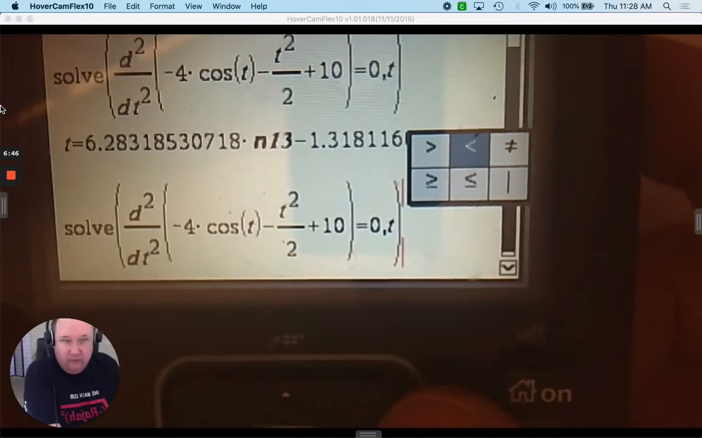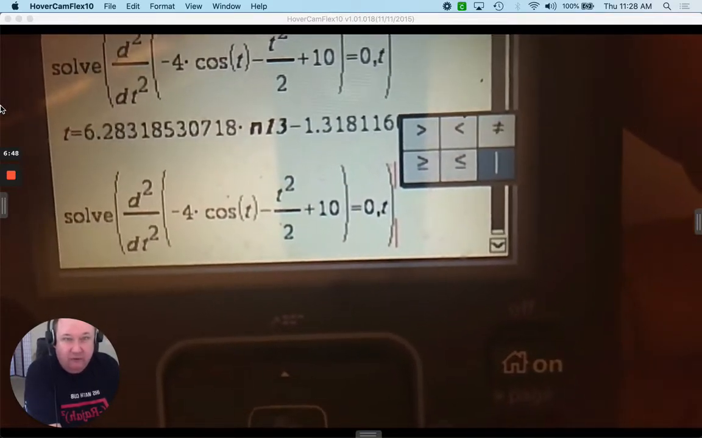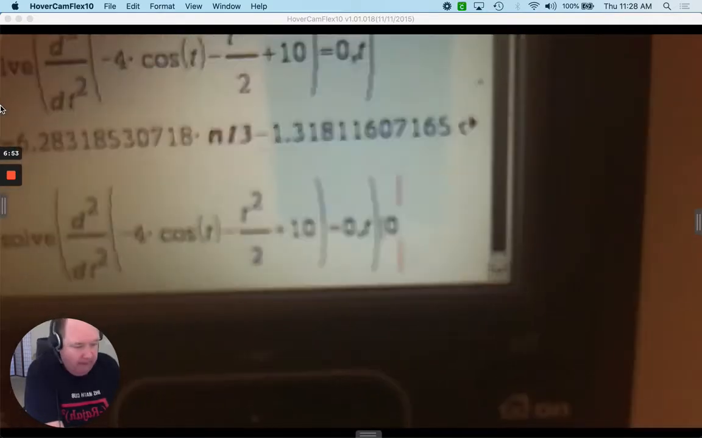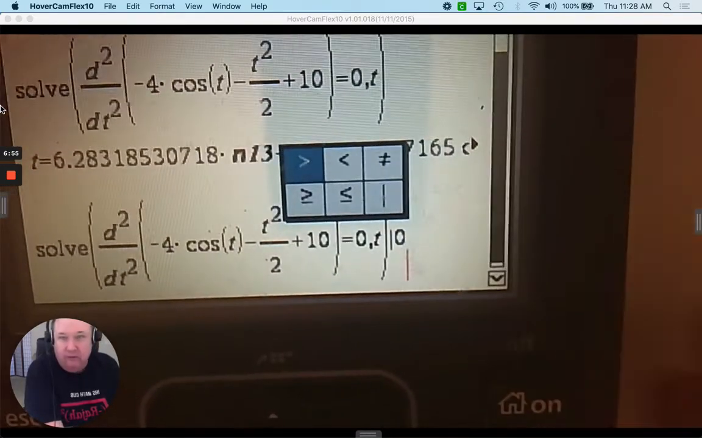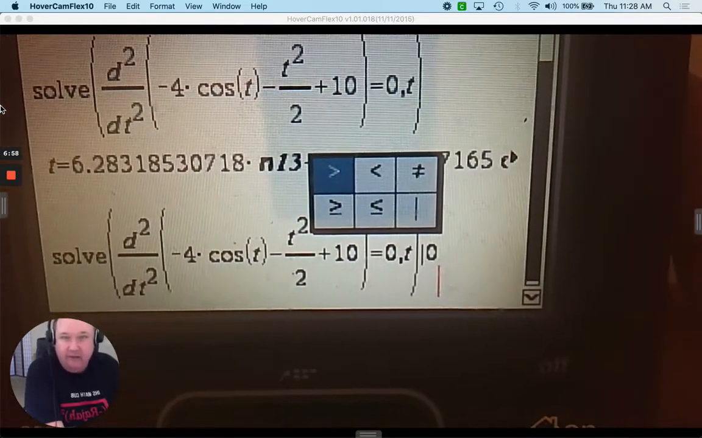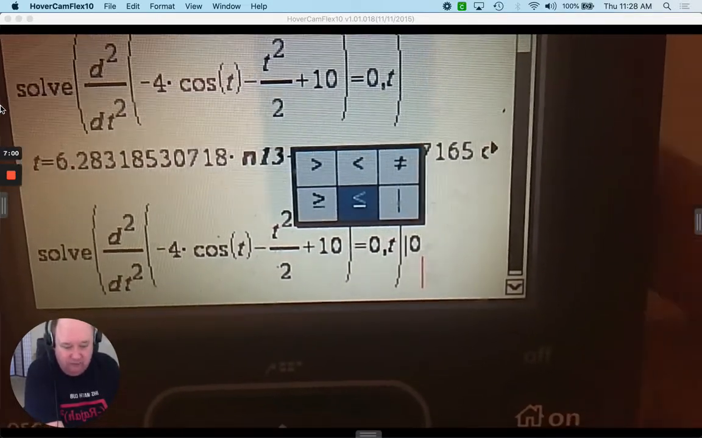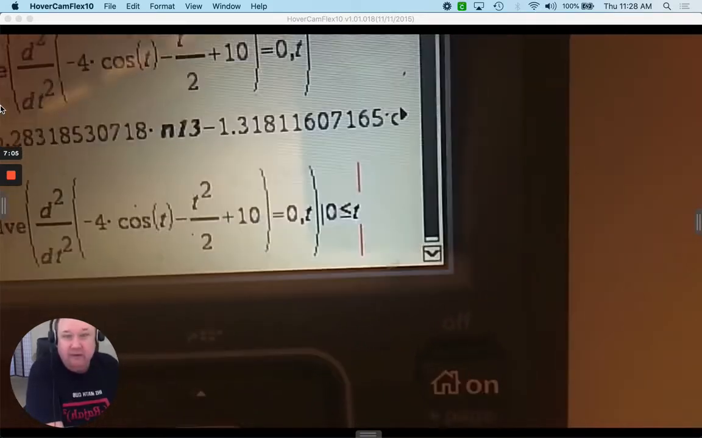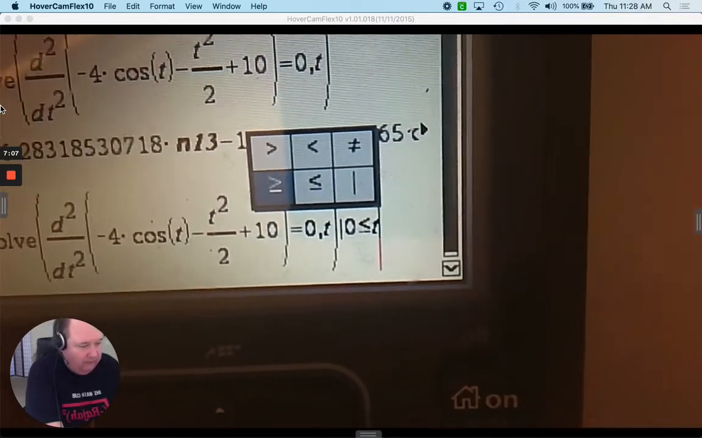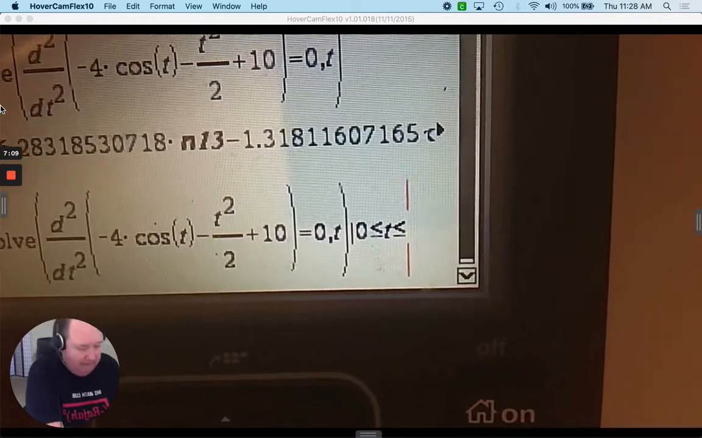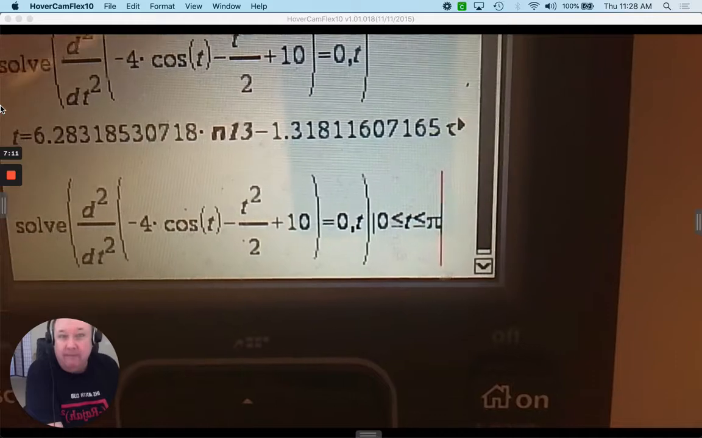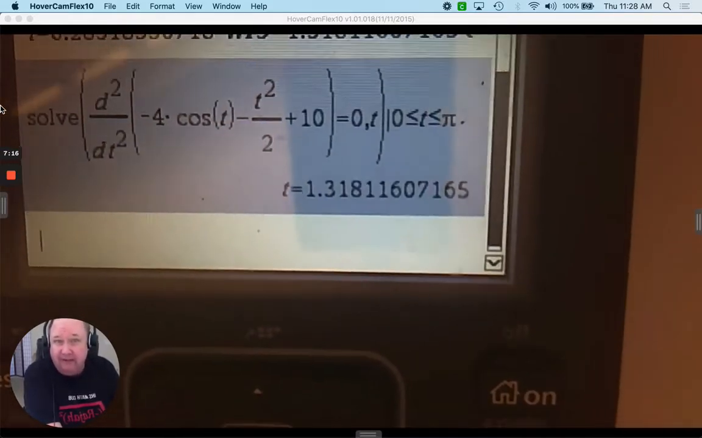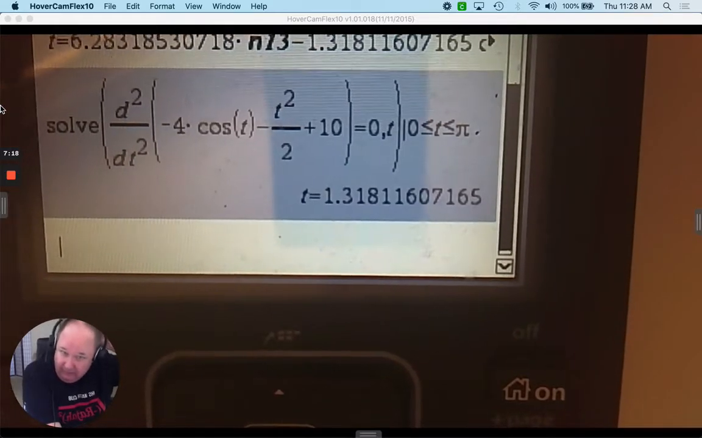I'm going to put in the restriction. So I need that vertical line, and then the restriction goes from 0, and then press control equals again, and it's less than or equal to t, and then control equals, same one again, less than or equal to pi. All right, so at the end, I put down the restriction, so it only solves it from 0 to pi. Now I get the answer 1.318.